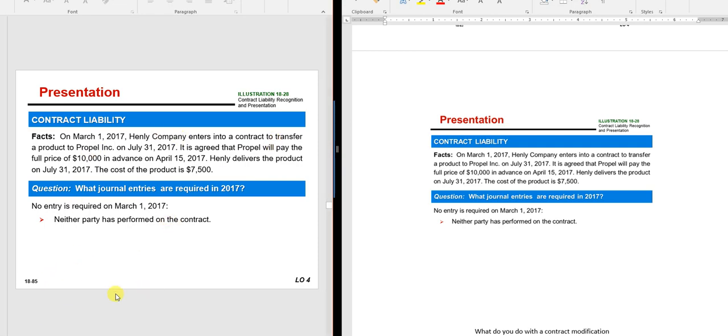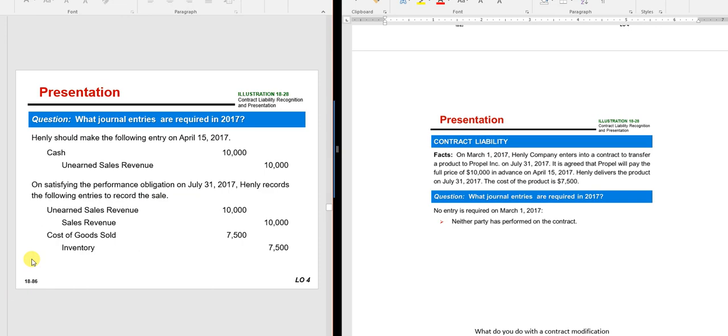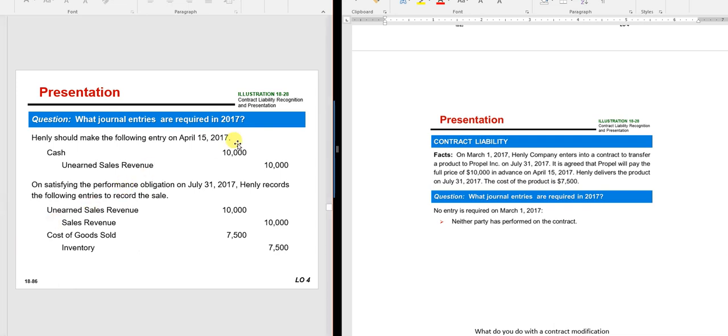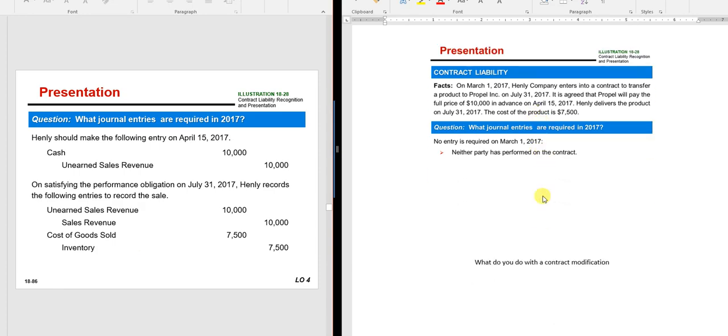I've just entered into a contract. By the way, you will put this stuff in your notes to your financial statements, but we don't make a journal entry for it. Then on April 15th, I get cash, but I haven't earned anything yet, so I put it in unearned sales revenue. That makes a lot more sense than contract asset. On satisfying the performance obligation, I take it out of unearned, put it into earned, and then I can record the cost of goods sold inventory. So hopefully that one seems a little bit easier than the other one.